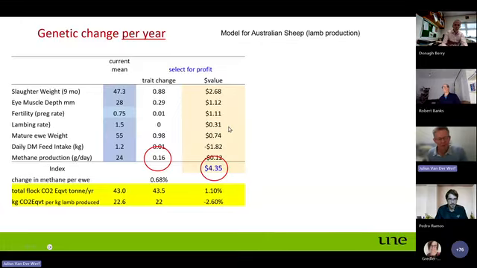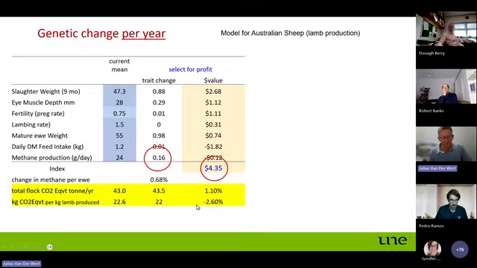So what's interesting now is, although many people will think, oh, that's not good, methane shouldn't go up. The methane intensity here, you can calculate from the model of your farm or flock, or even for your country if you want. The methane intensity, which is how much CO2 equivalent you produce per kilo of output, is going down from 22.6 to 22. So that's going down by 2.6%. So the methane per animal goes up, but because productivity goes up as well, and it goes faster up than the methane itself, the methane intensity actually goes down.